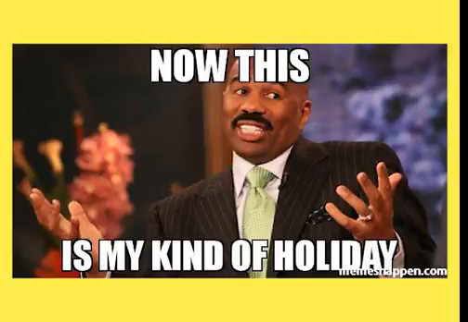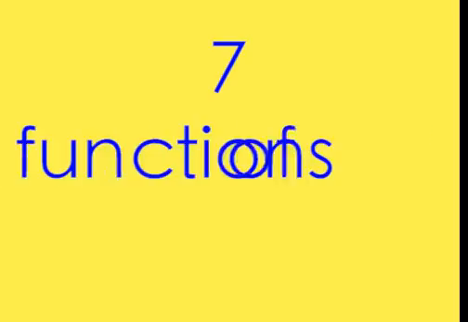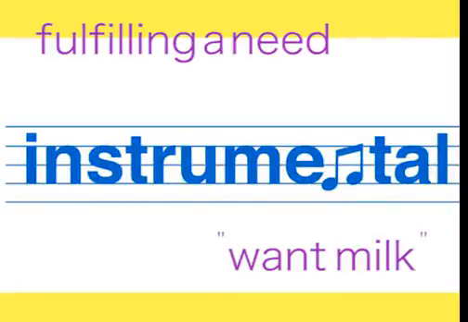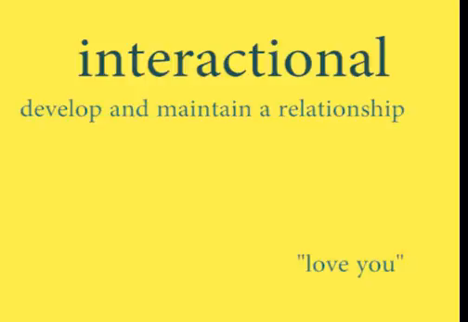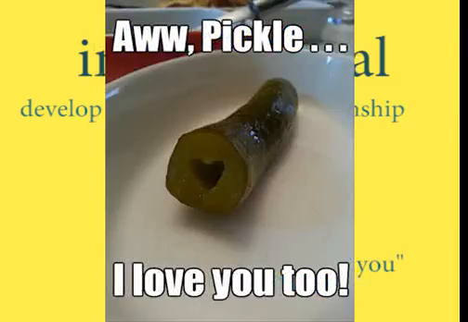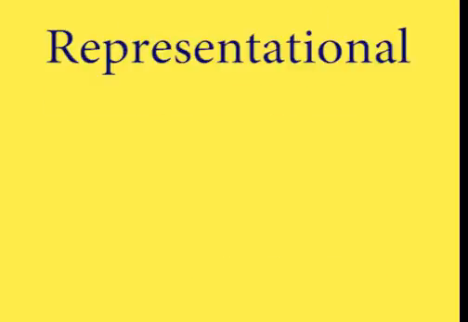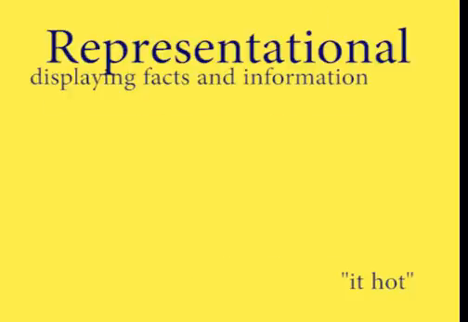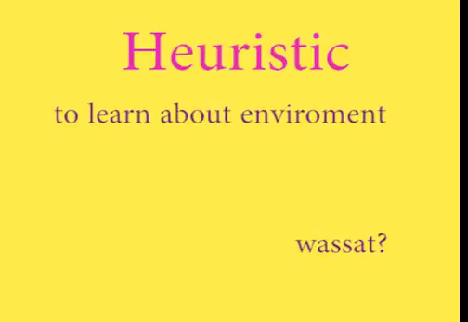Michael Halliday is a theorist who supports functionalism. This theory supports the importance of social interaction. It suggests that children learn words to satisfy physical needs, emotions, and social needs. Halliday has 7 functions of speech: instrumental, fulfilling a need, want milk; regulatory, the influence of behaviour to others, pick up; interactional, develop and maintain a relationship, love you; personal, to give personal opinions, me like Charlie; representational, conveying facts and information, it hot; imaginative, creating imaginary worlds, me shopkeeper; and heuristic, to learn about the environment, what's that?